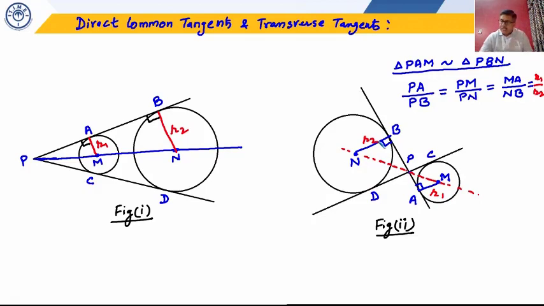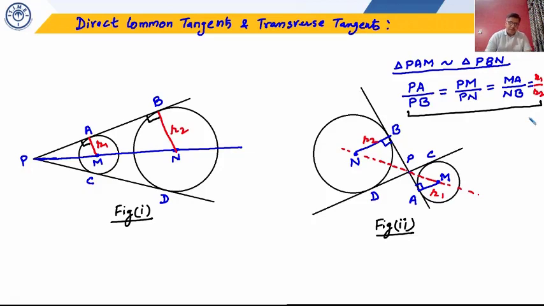So first of all, this relation is very important. In many problems, we use this relation, which evolves from the property of similarity of triangles. So first of all, this relation is very useful. Alright, this is point number 1.